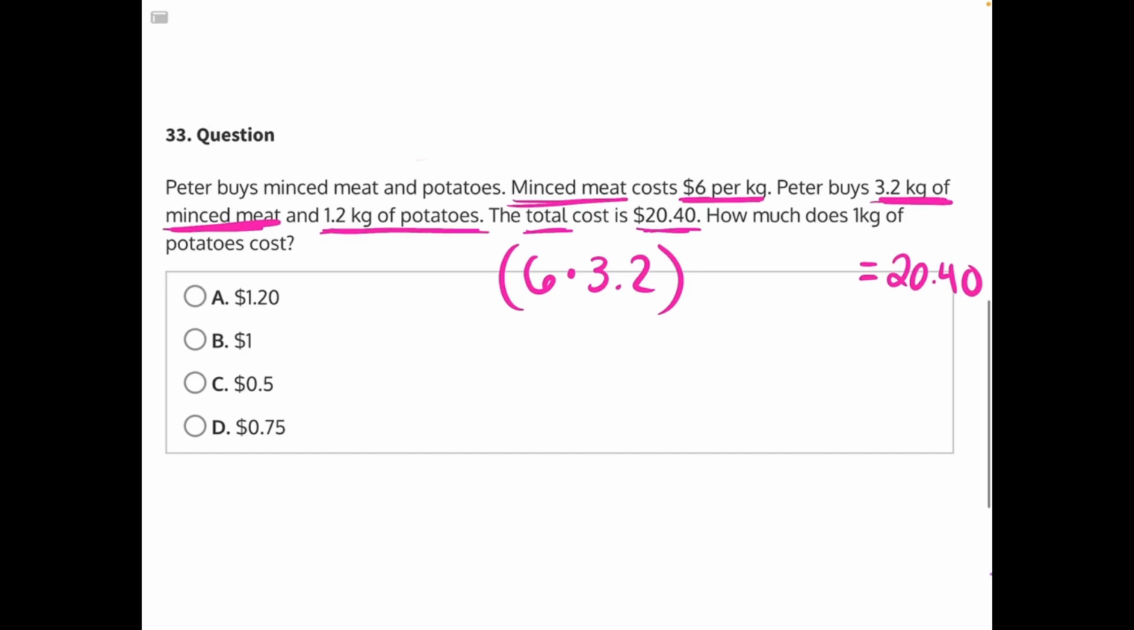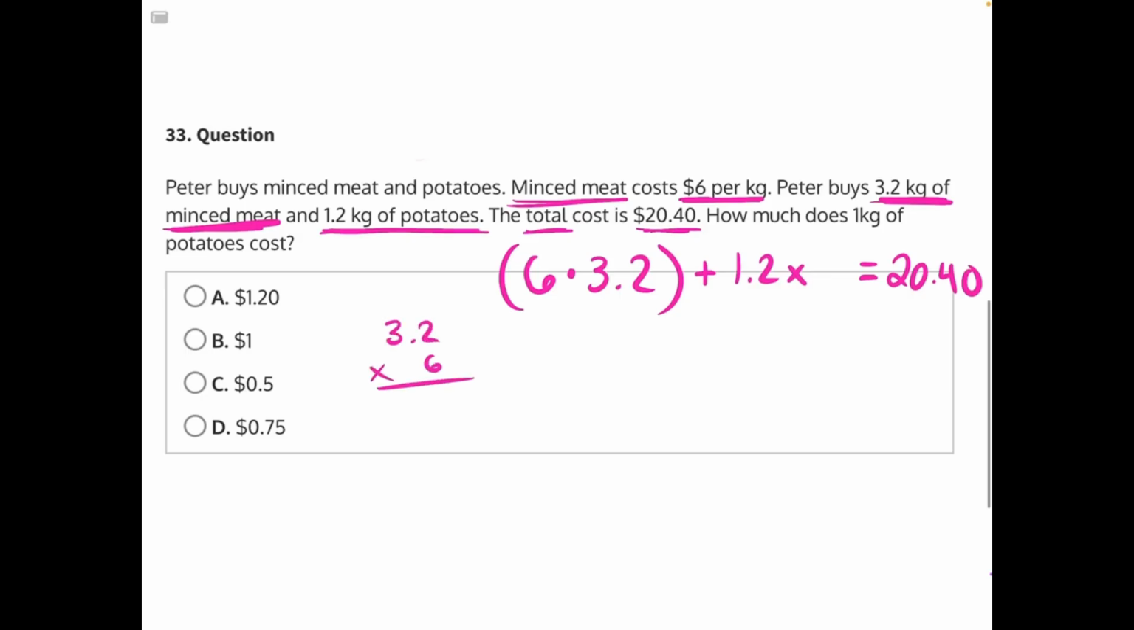We could say that the cost of the minced meat plus the cost of the potatoes, 1.2 times x, this unknown number of how much the potatoes cost, will equal $20.40. So now we just need to solve for x and isolate our variable. Let's start by multiplying 6 by 3.2. Get rid of our parentheses here.